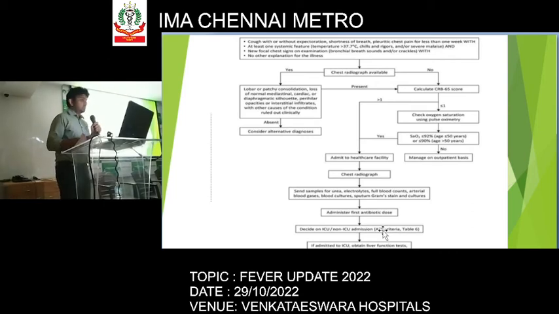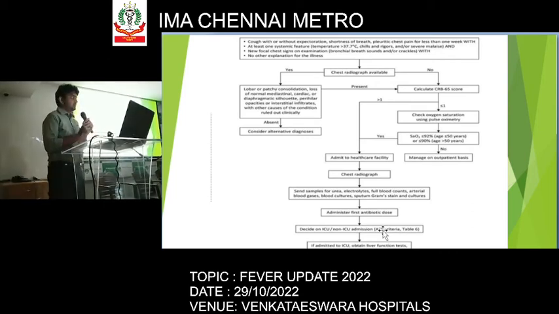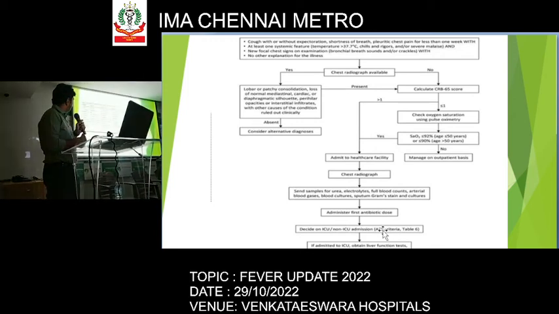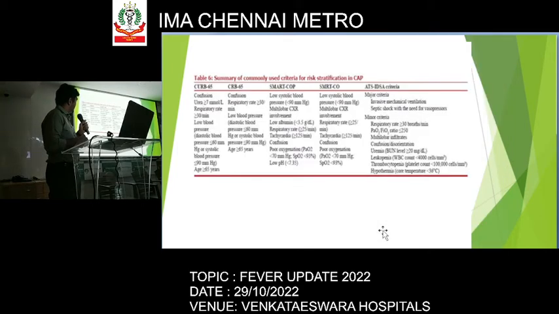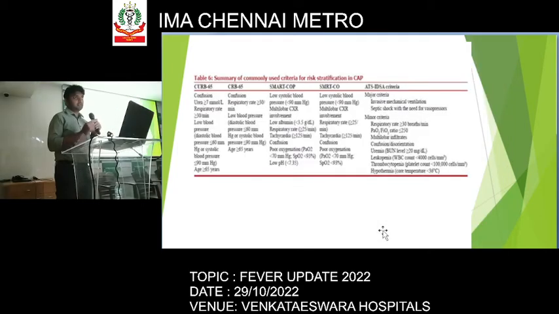So this is the summary of scores available for stratifying the patient whether to admit in the ICU or ward. Like this CURB-65 and CRP65 we have seen, and this is the ATS guidelines. This is another score available, the SMART-COP. But we routinely use the CRP65 score and this ATS IDSA criteria for stratifying the patients. So next we'll go for the treatment part. What are the antibiotics which are useful for empirical treatment in various settings?